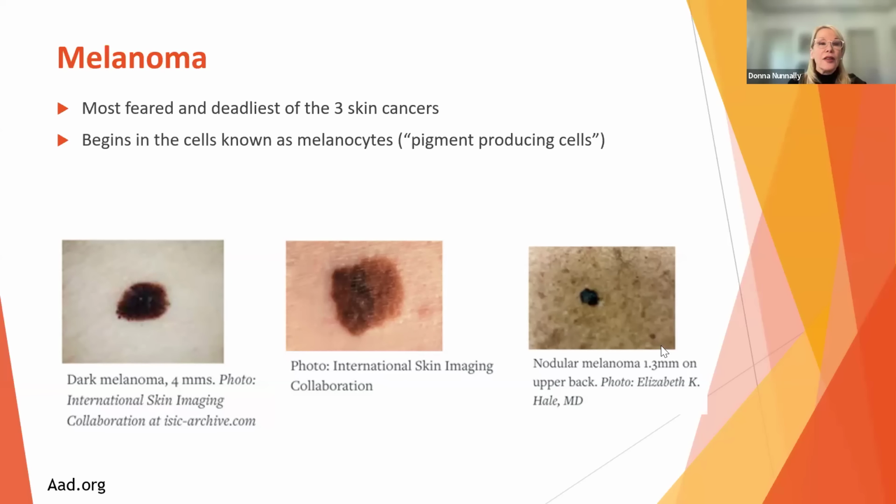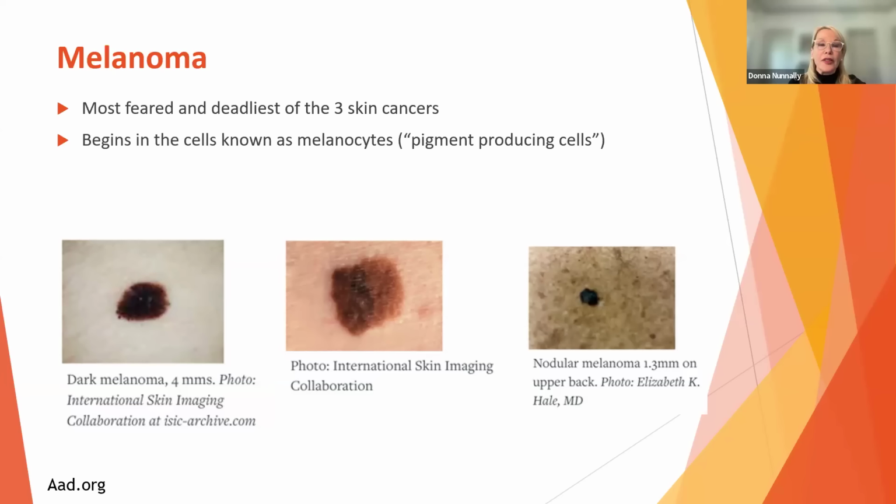And lastly, this brings us to melanoma, the most feared and deadliest of the three cancers. Although far less common than basal cell and squamous cell, it gets more attention in the media because of its ability to spread to other organs more rapidly if not treated early, making it the most aggressive of the three forms of skin cancer. Melanoma begins in the cells known as melanocytes, which are the pigment-producing cells. They have damaged DNA that leads to uncontrolled growth of these cells.